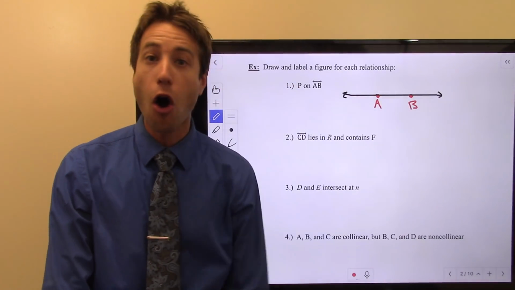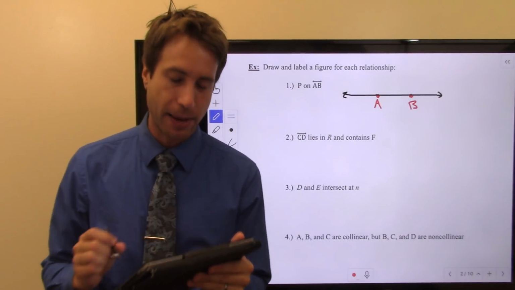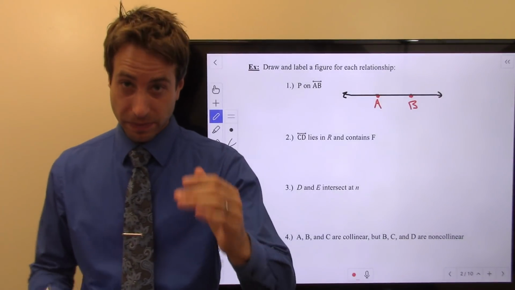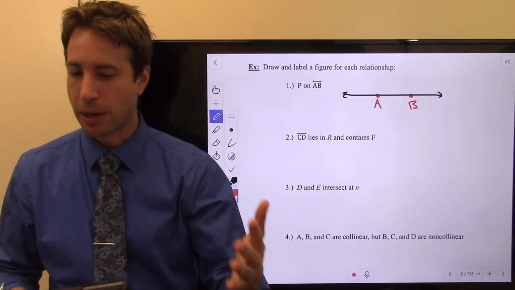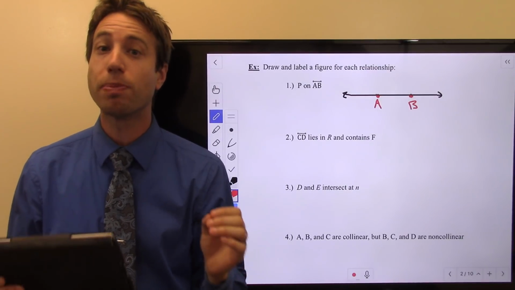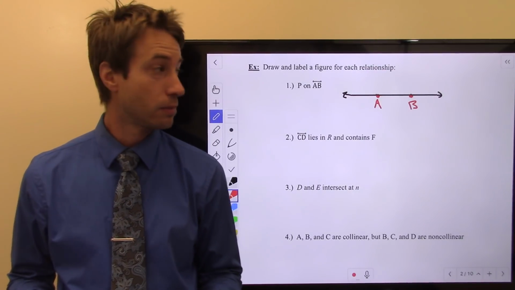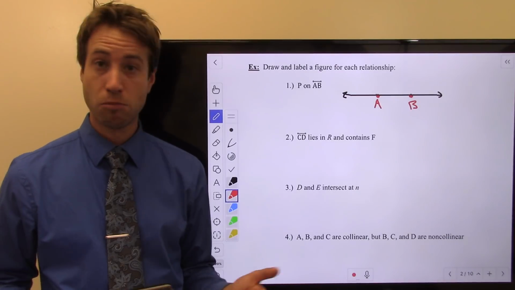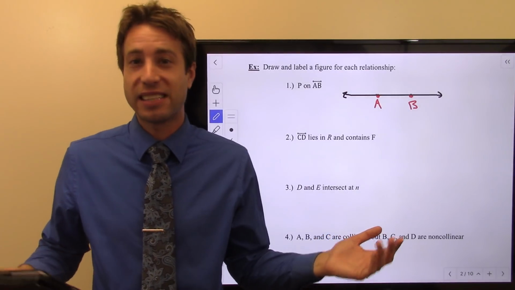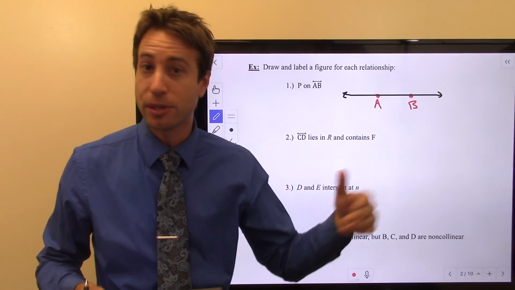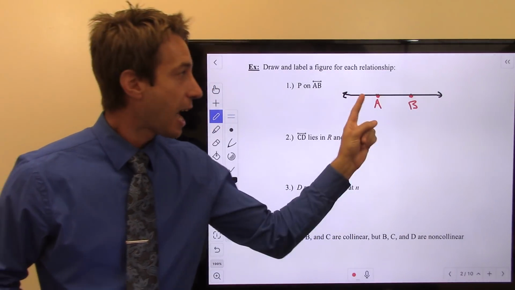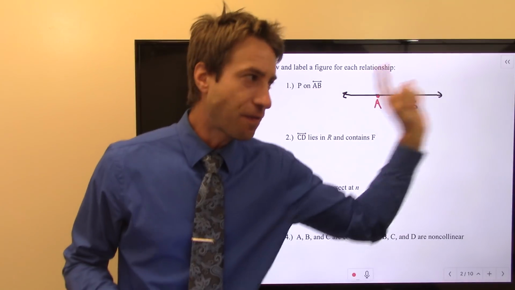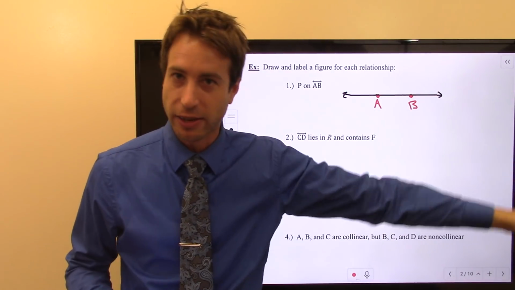P is on that line. Okay, great, I can put P on there. Now, some of you may put P right between the 2 points. That's fantastic. You can put P between the 2 points if you want to, but do you have to? No. There's nothing that says P must be between points A and B. I could put P out here, I could put P out here, I could extend that line as far as you want to extend it and put P clear out there on the far end.